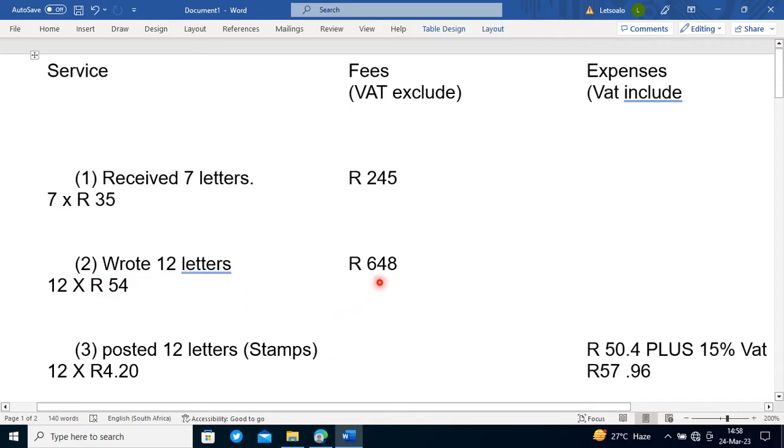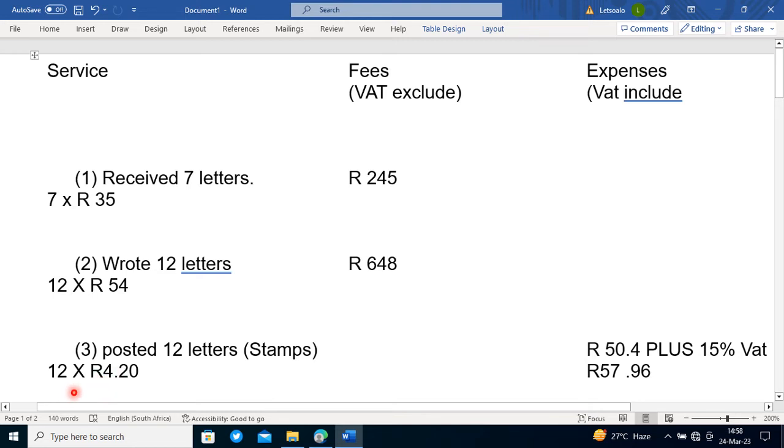648 rand. So guys, whenever you're writing these things, we're dealing with money here, we're calculating money, please make sure that you add the currency. Don't just write the number only, because once you write the number only, we don't know whether it is a dollar, a euro, or what. So just put that R there in capital letters just to show that it is a rand.